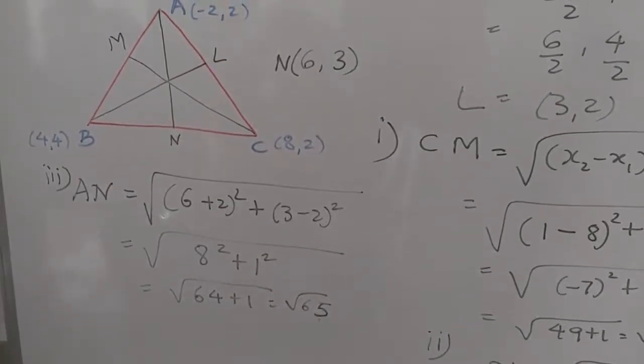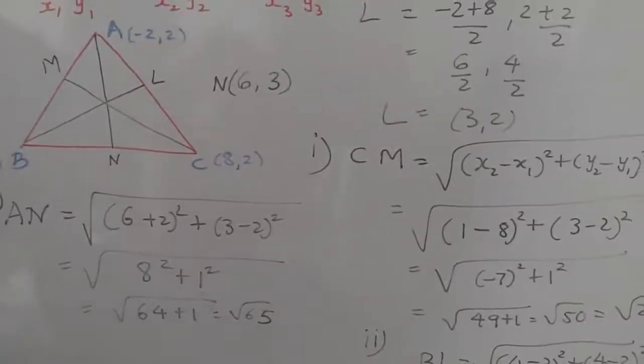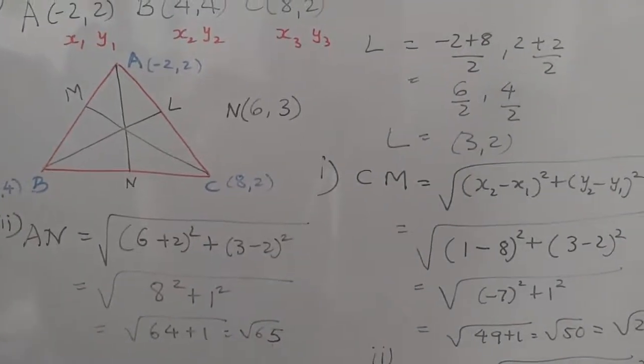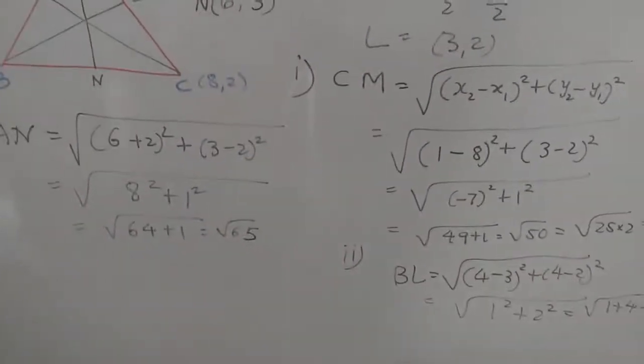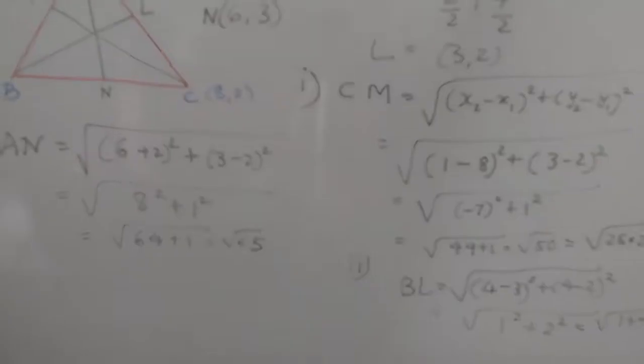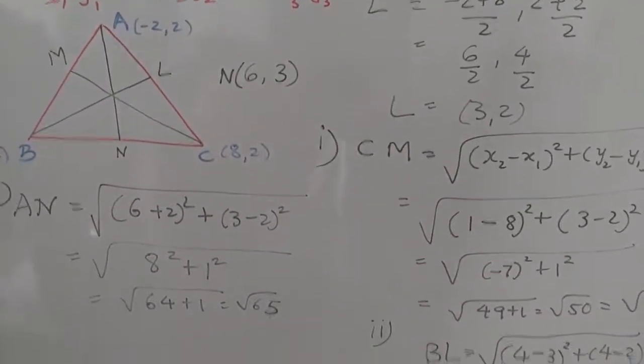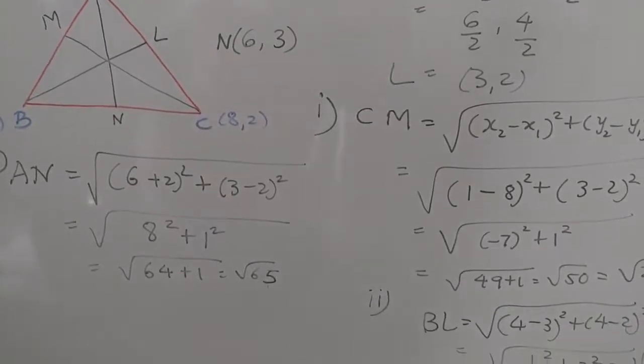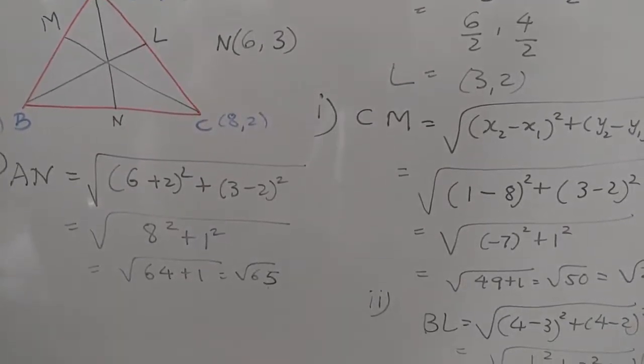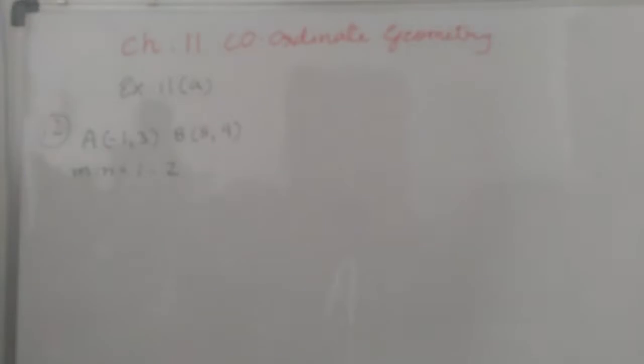So now we got all the three lengths. You can see students, AN, then CM and then BL. So you can find the midpoints first, and then you have to find the lengths using the distance formula. Question number 12, exercise 11A.